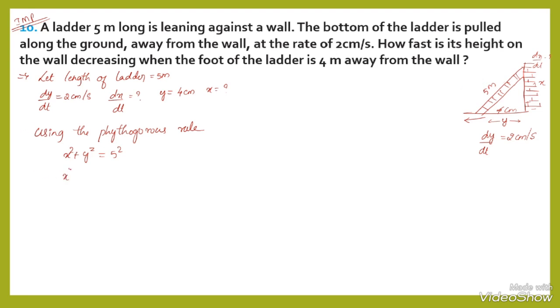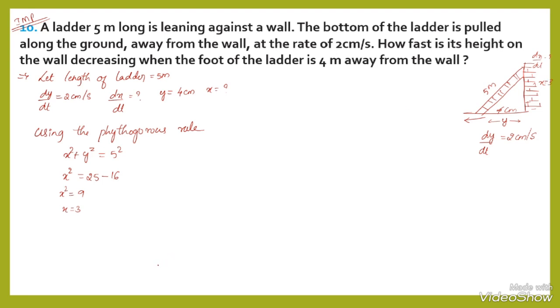Here, x square plus y square is equals to 5 square. We want x square, so what is the value of y? That is 4 centimeter. 25, and I can take 4 directly, that is 16. X square is equals to 9 only. That's why x is equals to 3. The length of the height will be 3.